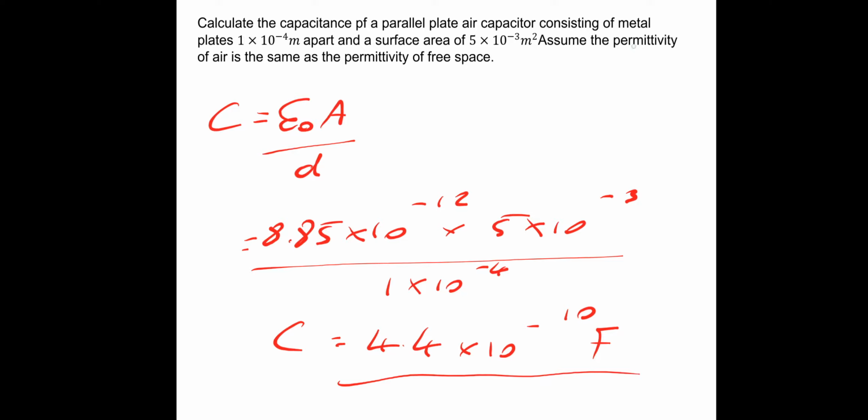Let's try the next one. So this time, calculate the capacitance of a parallel plate air capacitor consisting of metal plates 1.2 times 10 to the minus 4 meters apart and a surface area of 400 millimeters squared. Assume the permittivity of air is the same as the permittivity of free space. If you want to pause and have a go.